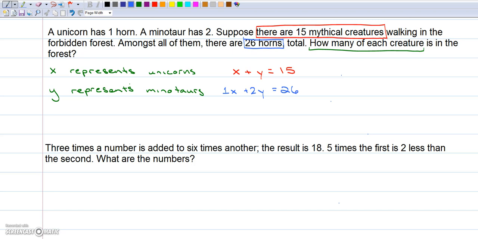Add straight down. Your x's are going to cancel out. And you're going to end up with an answer that says that y is 11. And if y is 11, that means that x is 4. Thusly, we're still rolling.